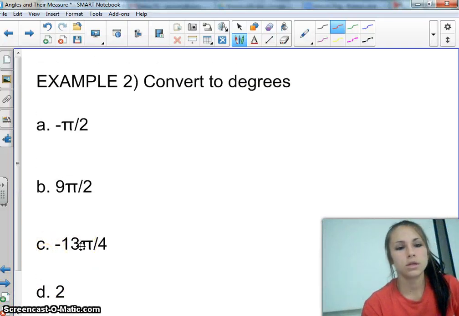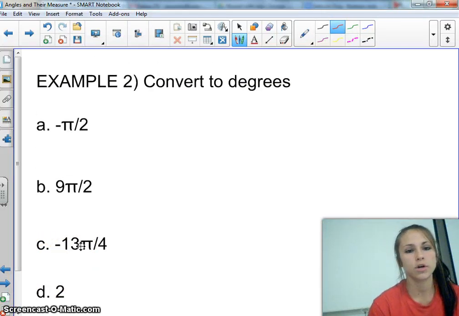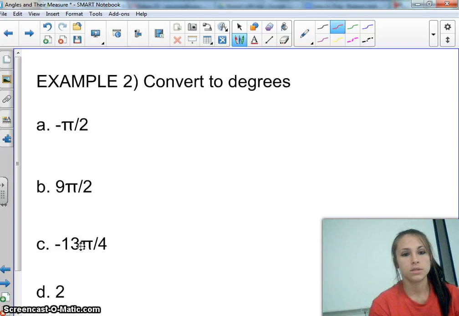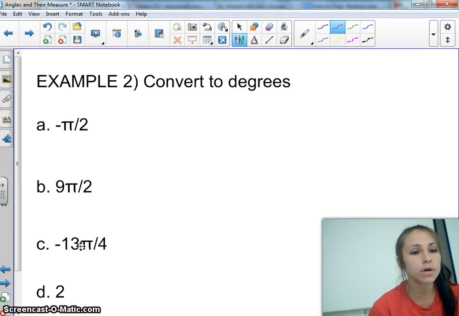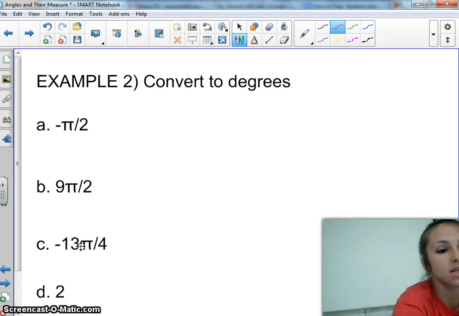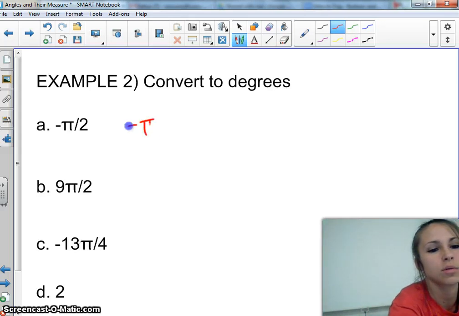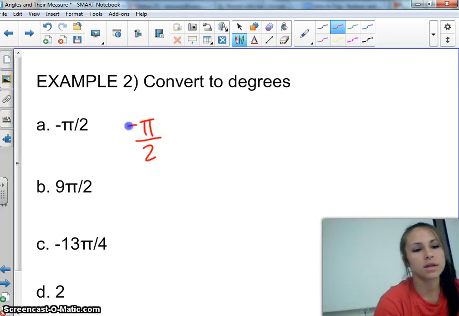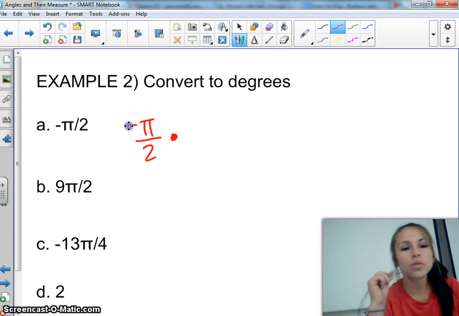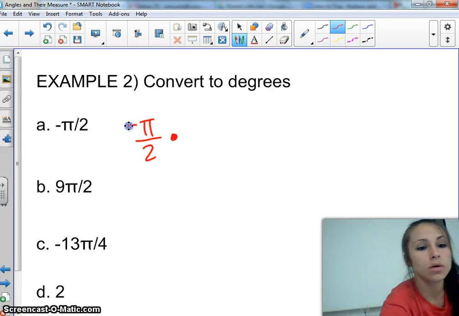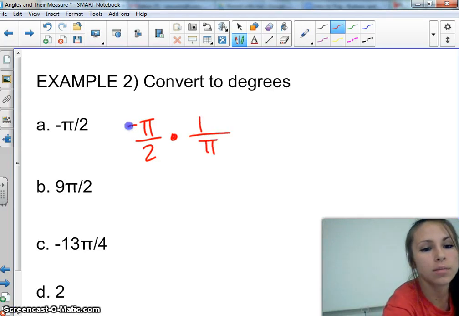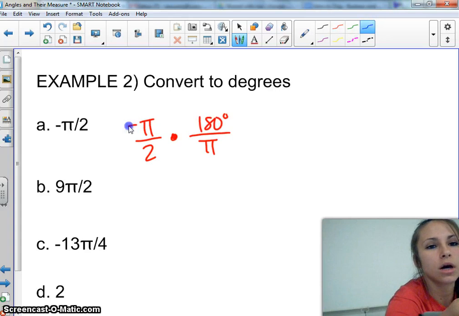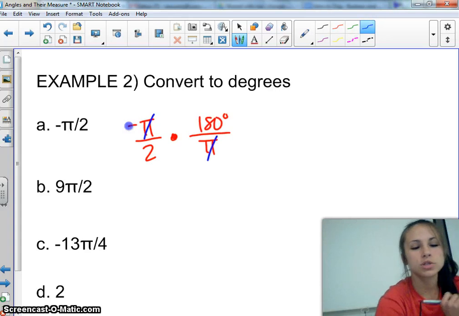Alright guys, so let's go ahead and continue with example 2. And so we're going to convert these radians to degrees. To convert radians to degrees, we said that we wanted the pi's to cancel. So I'm going to go ahead and rewrite these problems just to make them look better. I'm going to make that negative pi over 2. Now, I want the pi's to cancel out, so I'm going to put the pi on the bottom and the 180 degrees up top. And so when I do that, the pi's are going to cancel out.